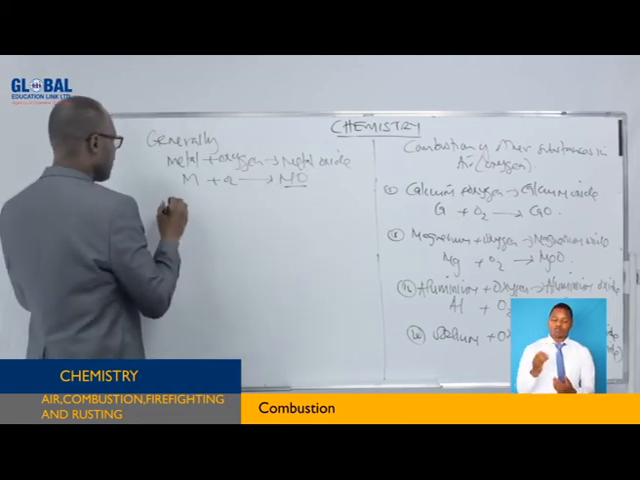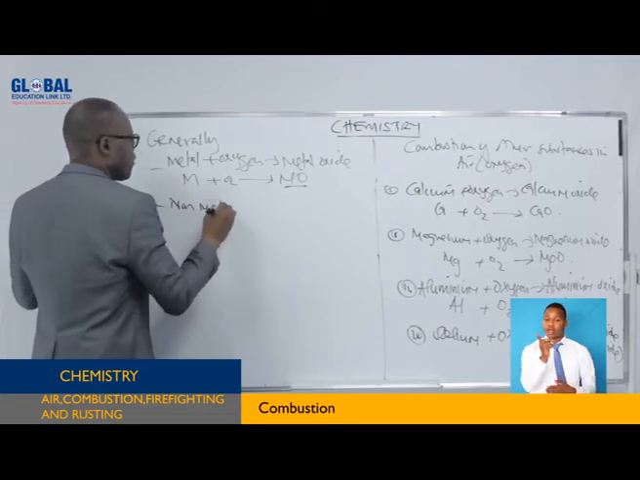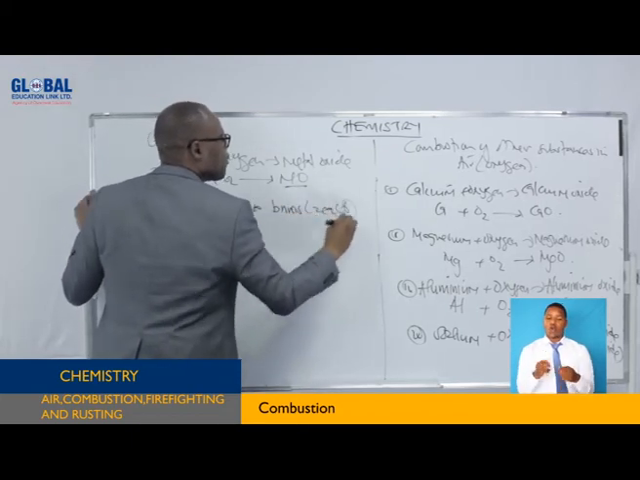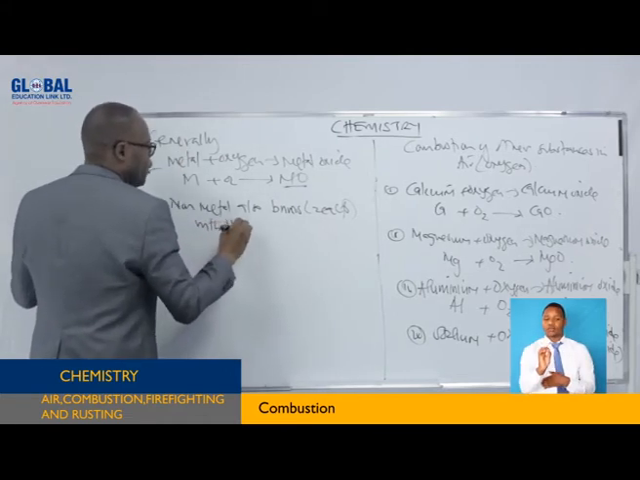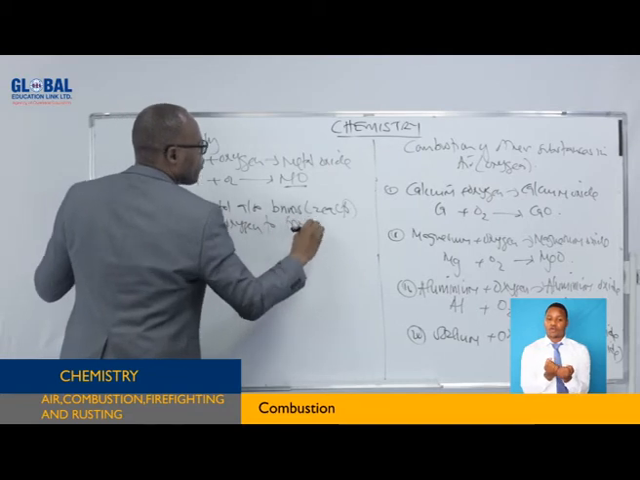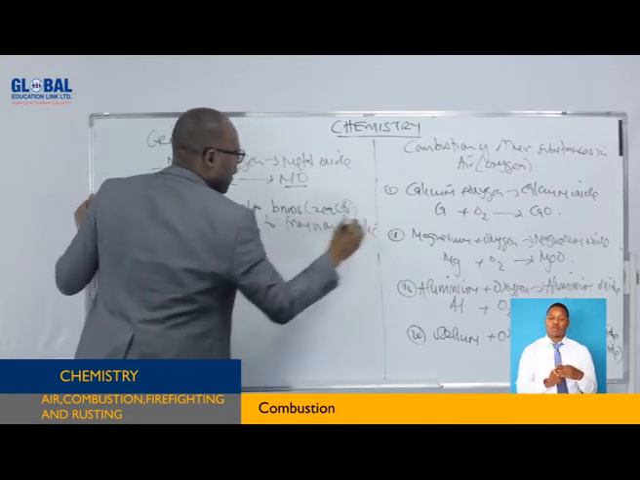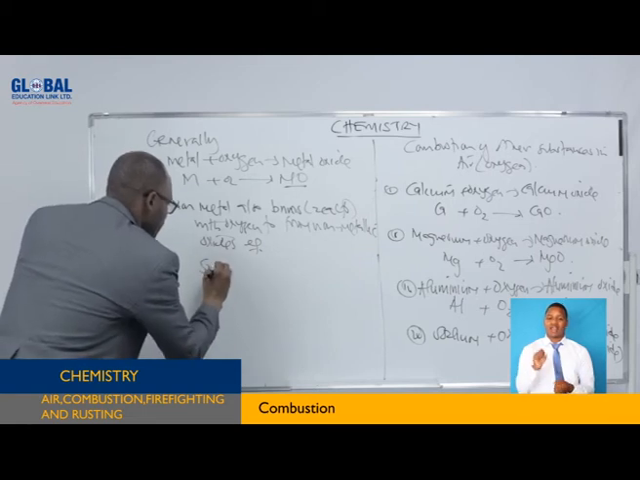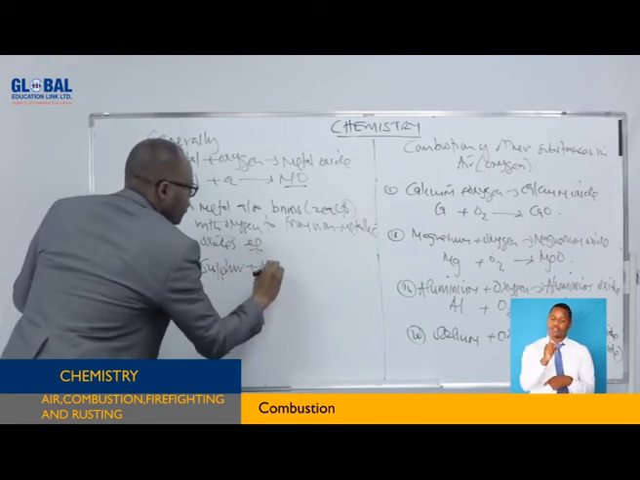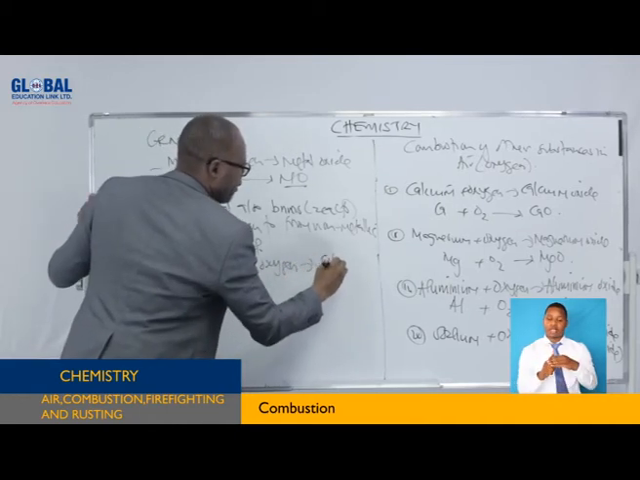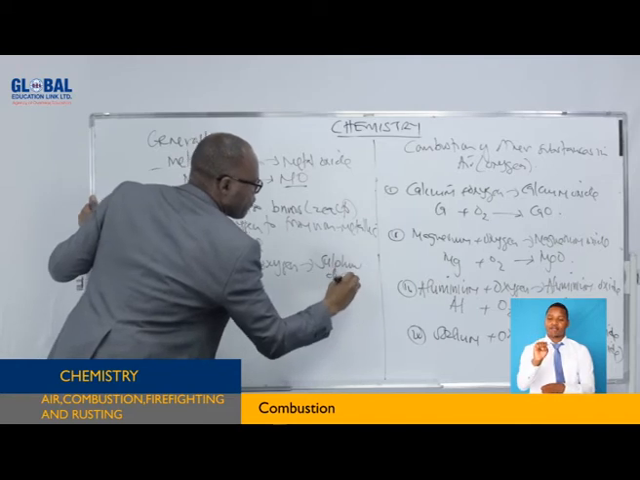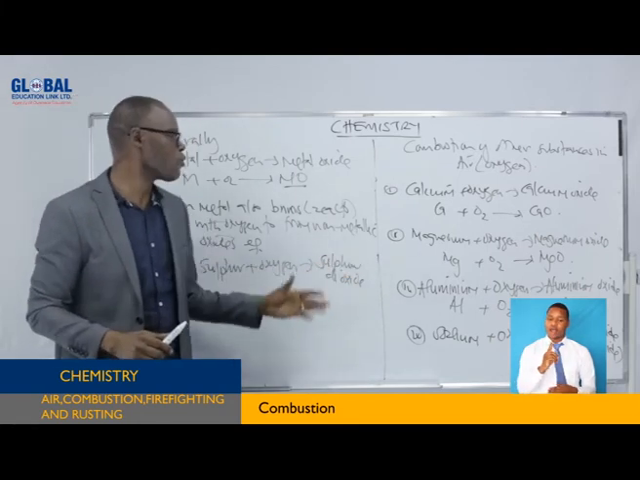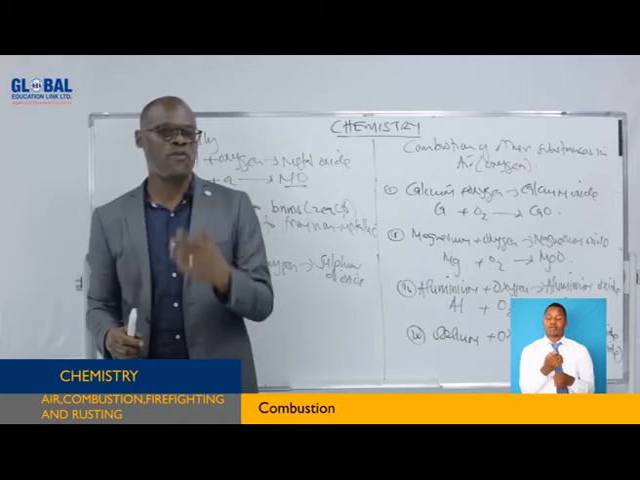Now nonmetals also burn. They all react with oxygen in the air to form nonmetallic oxides. For example, we can have sulfur. Sulfur plus oxygen gives us sulfur dioxide. So nonmetals plus oxygen give the oxides of the nonmetals, and metals plus oxygen give us the oxides of the metals.